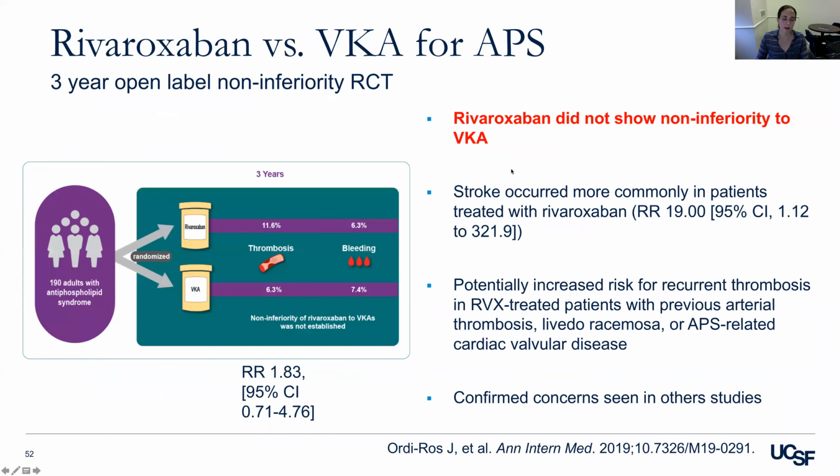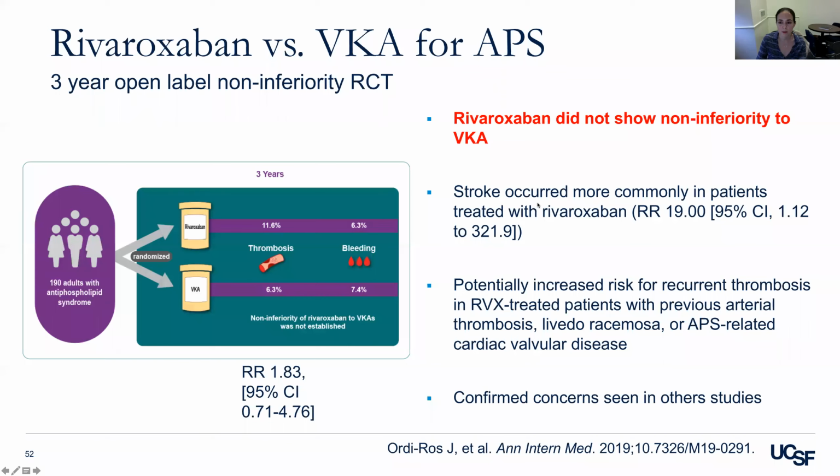So this is a very important study to be aware of that was published in the Annals of Internal Medicine last year, which compared rivaroxaban to vitamin K antagonists, most commonly warfarin, in the treatment of patients who have antiphospholipid syndrome. It was a 3-year open label, non-inferiority randomized control trial. And the important point here is that rivaroxaban was not shown to be non-inferior to vitamin K antagonists.